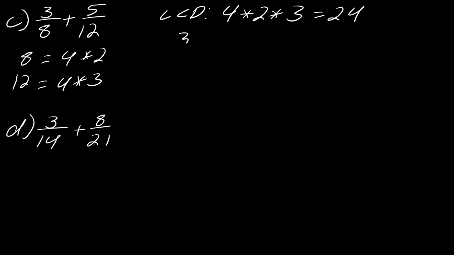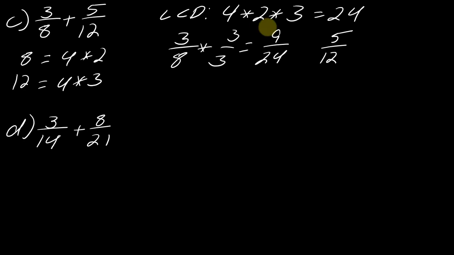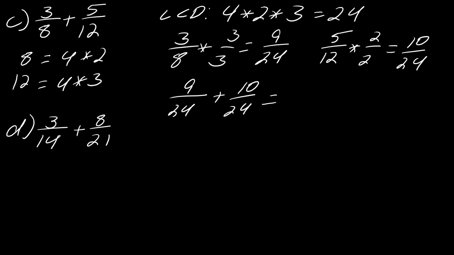Okay, so now I have to write my equivalent fractions. What do I multiply 8 by to get to the LCD of 24? I need to multiply that by 3. Whatever I do to the bottom, I have to do to the top, so this will become 9 over 24. And then for 5 over 12, what do I have to multiply 12 by to get to the LCD of 24? I need to multiply by 2, so whatever I do to the bottom, I have to do to the top. So this becomes 10 over 24. So now I can rewrite this as 9 over 24 plus 10 over 24. 9 plus 10 is 19. Leave the denominator alone. So it's 19 over 24.